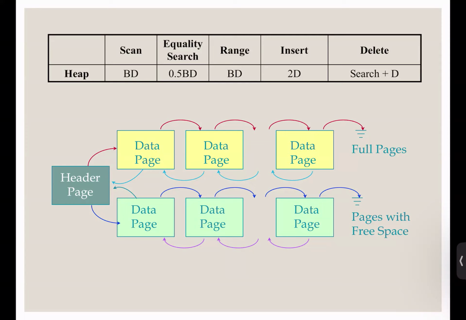So if we have B pages total for scanning, we will need to read all B pages. Each page would take D time. So scanning would take B times D. Okay, very simple. Okay, next, equality search. Remember, everything is unsorted.